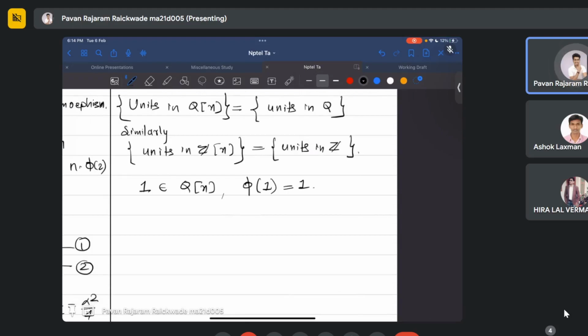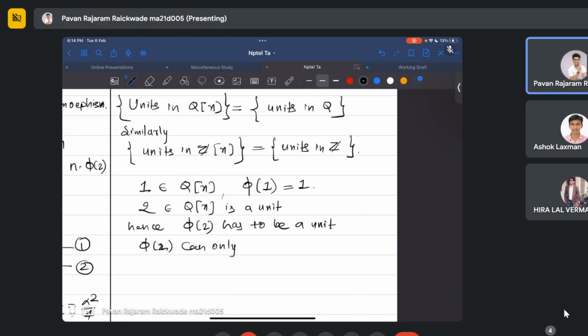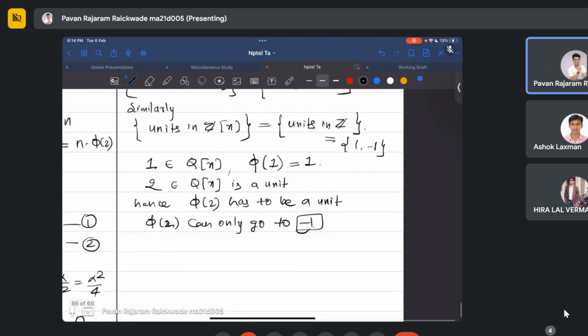Now take another unit, let's say 2, because 2 is a unit of the rationals. You have a multiplicative inverse, 1 by 2. Hence 2 is a unit in Q over X. Hence phi of 2 has to be a unit. What are the choices? Phi of 2 can only go to minus 1. Why? Because the only units in Z are 1 and minus 1, right? 1 is already taken by 1, and phi is an isomorphism, so it's a one-one map. Another element cannot go to 1. So phi of 2 can only go to minus 1.